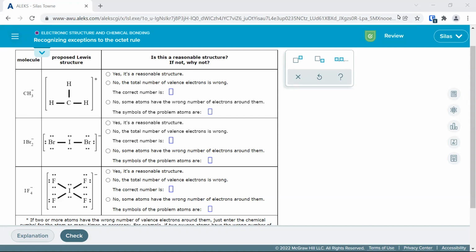All right. Here we're going to look at exceptions to the octet rule. So remember, typically for the octet rule, we're looking for each atom to have 8 electrons, unless it's a hydrogen, then it just needs the 2.